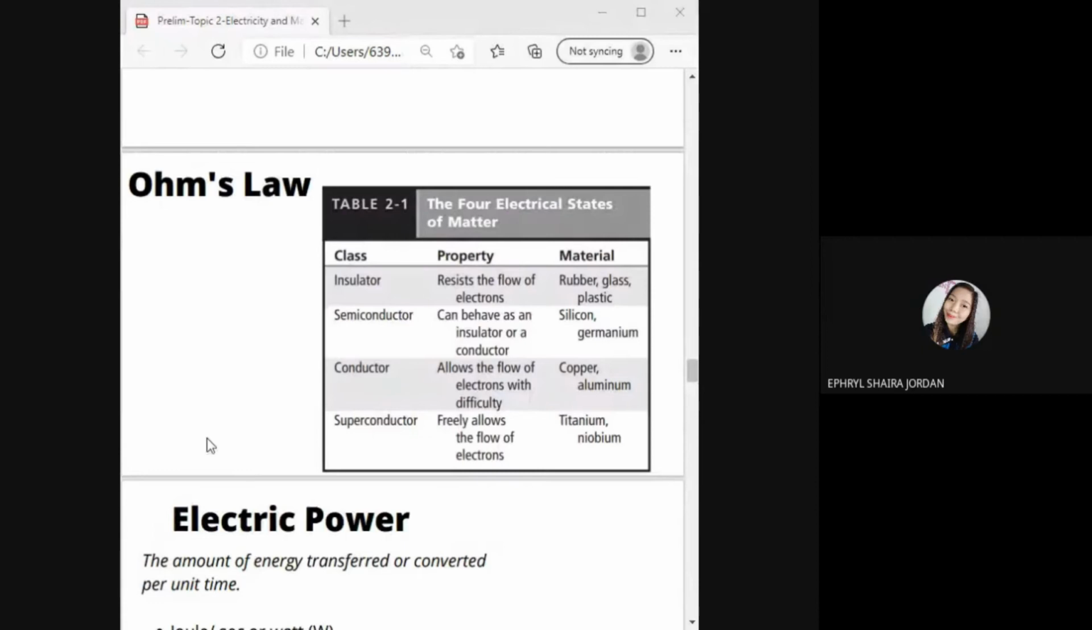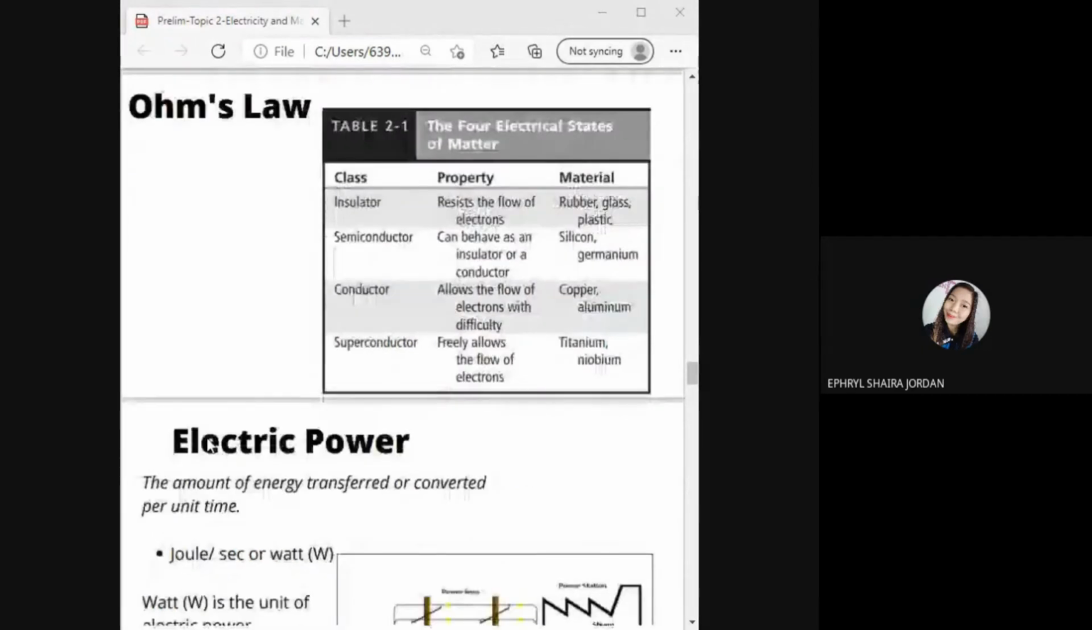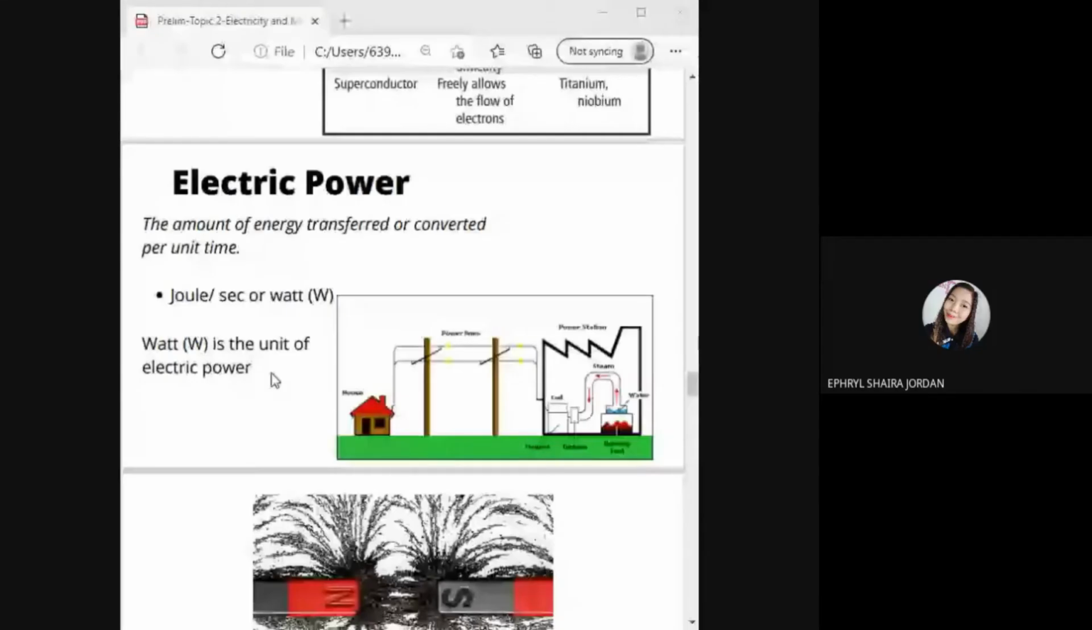So now let's talk about electric power. Electric power is the amount of energy transmitted or converted per unit time. It has a unit of joules per second, or watt or watts, but watt or W is the unit of electric power.